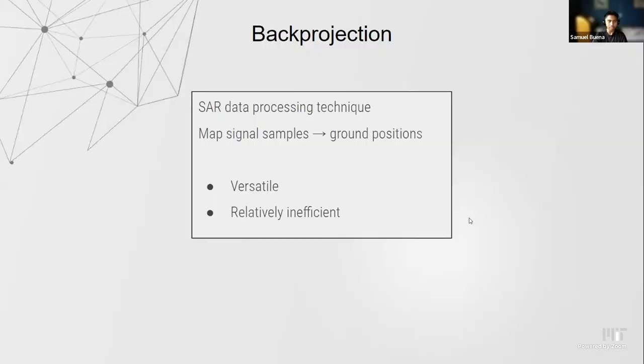All right, so in summary, back projection is a technique that maps signal samples to ground positions, and our implementation is one way that can be done. As you can see, this technique is versatile because it works with any flight path as long as you know the measurement points. Other techniques of SAR processing, such as those including Doppler shifts, are more efficient but generally require assumptions to be made, such as a straight flight path, which is difficult to achieve on an airborne platform because of turbulence, and others require sufficiently distant imaging areas. But this versatility comes at a trade-off, because back projection is inefficient since it's a brute force technique that requires individual processing of each scan.